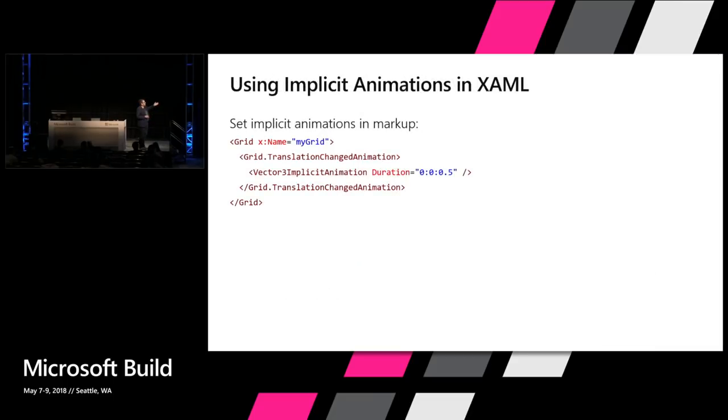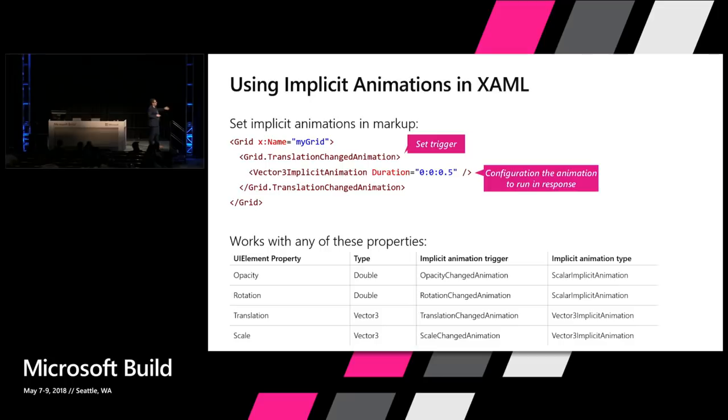So to set up an implicit animation, it's really simple. In markup, you just set the trigger. So let's say I want to make sure whenever this grid, my grid, has a translation property change, that's a trigger I'm setting up. And then you configure the animation you want to have run then. So I just want to have that animation take 0.5 seconds, all right? And you can set up triggers and implicit animations for these kinds of properties. And in the docs and in the samples, you're able to see all the different configuration parameters you can do to control that animation and set it up in a really nice way. But I think implicit animations will help you much more easily take advantage of motion in your apps and make it just an inherent part of your experience.